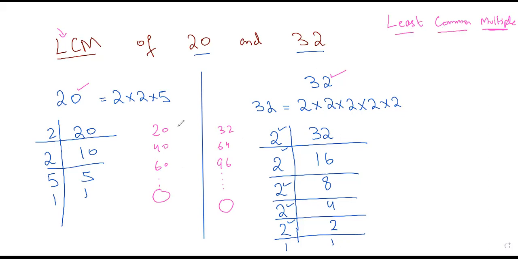These are the multiples of 20, these are the multiples of 32. We need to find the common one and the smallest one. So the first least common number that appears in both multiple tables is the LCM. Is the concept clear behind LCM?